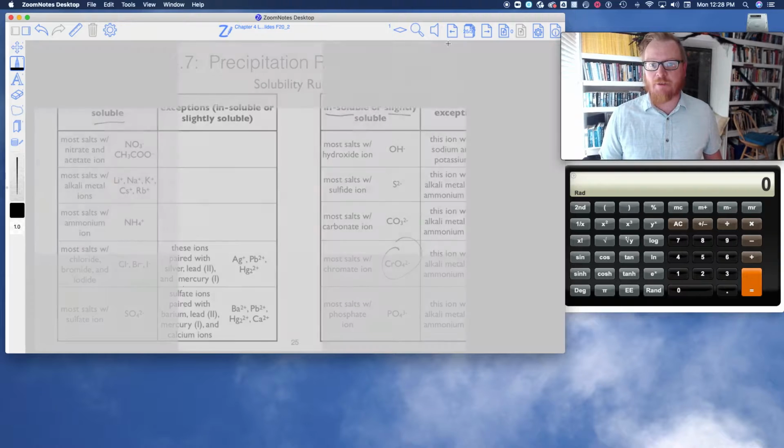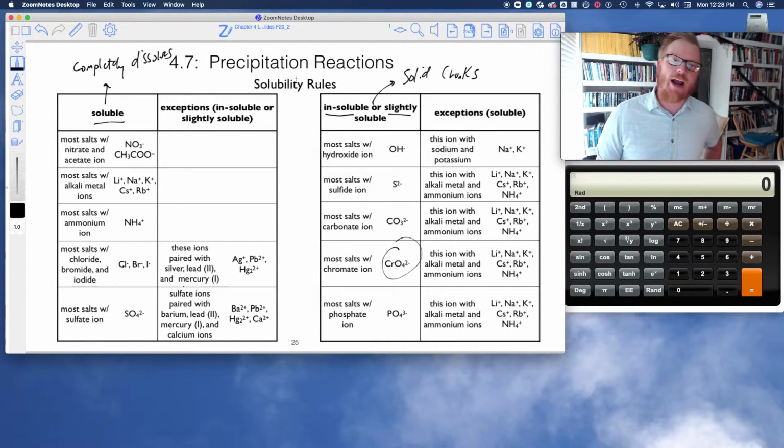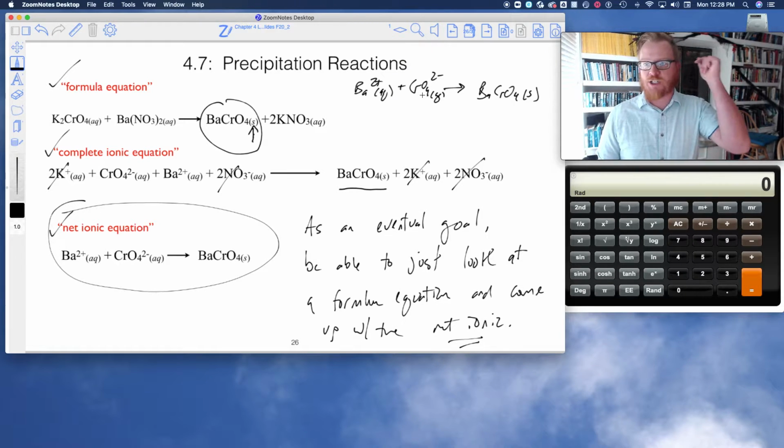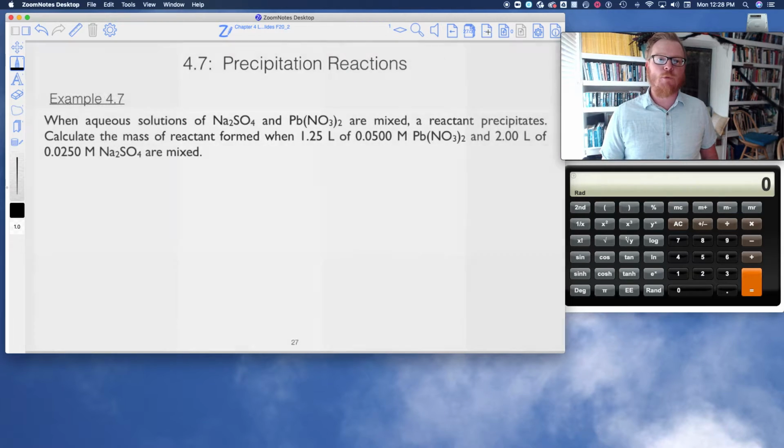So obviously you're going to have to spend some time practicing the solubility rules. Okay, I don't expect you to memorize them. You'll be able to have them in front of you. But particularly if you already have the full formula equation and you already know what the solid is, then I want you to be able to come up with this net ionic equation like that. Okay, that's your goal. Okay, moving forward.